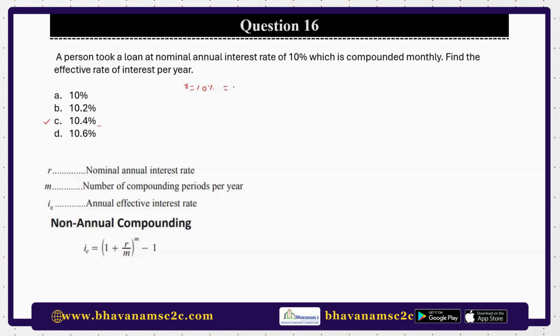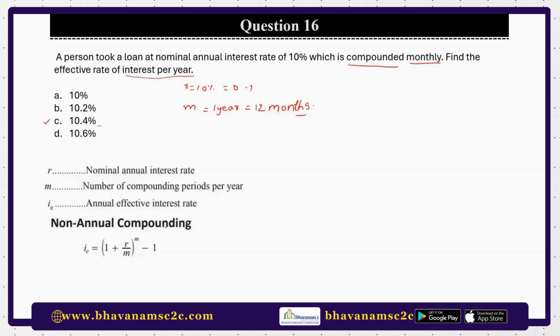It means that 0.1, and the M value, they asked us to calculate the interest rate per year. Okay, it is 1 year, but they told us it is compounded monthly. So what we have to do is convert the denominations into one particular unit, and it is 12 months. Find the effective rate of interest per year.